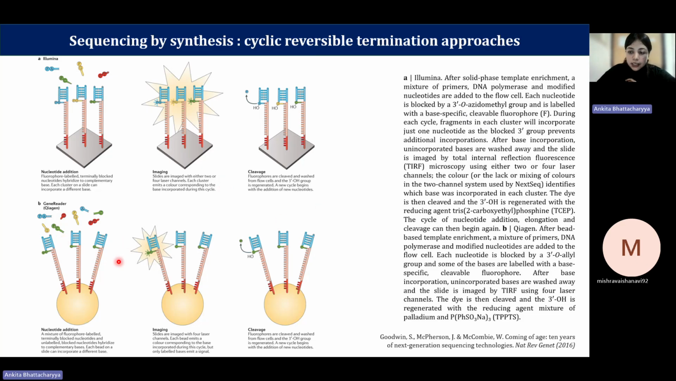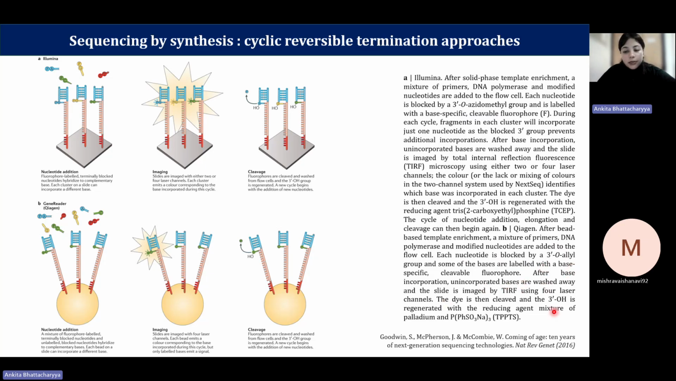which is a Qiagen-based company. What they do is they perform bead-based template enrichment, like we talked about emulsion PCR previously also. Then you use a mixture of primers, DNA polymerase, and modified nucleotides in each flow cell. Each nucleotide is blocked. Again, the blocking strategy is continued here. So it has a 3' blocking group, which is a 3' O-allyl group. And you have some bases which are labeled with a cleavable fluorophore.